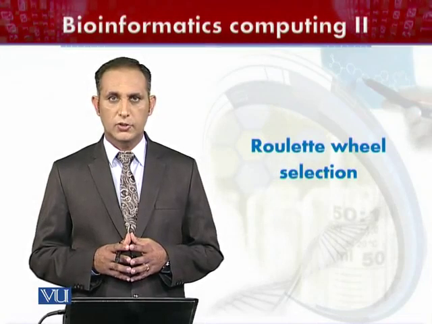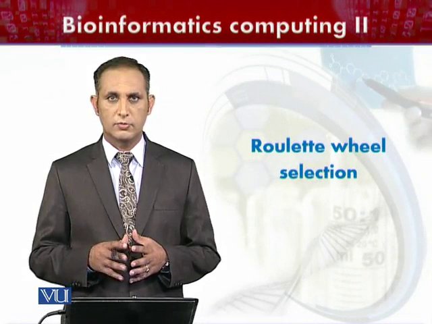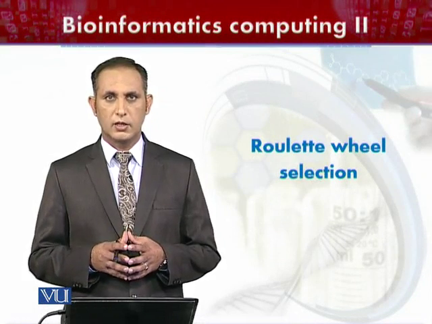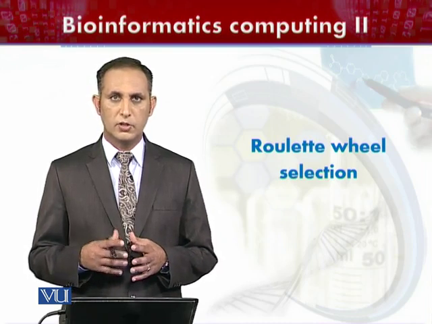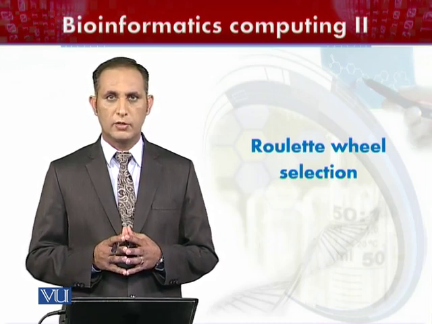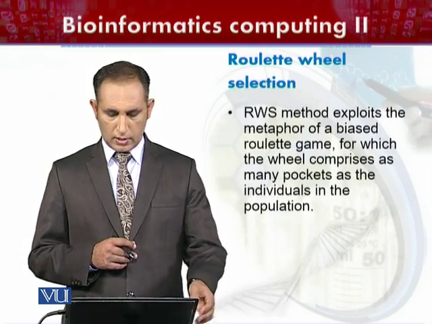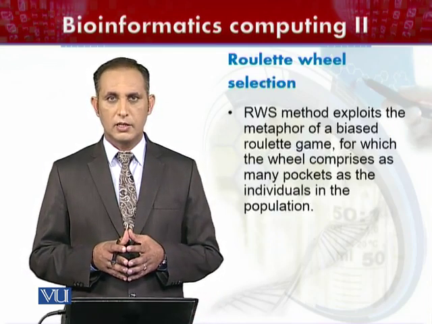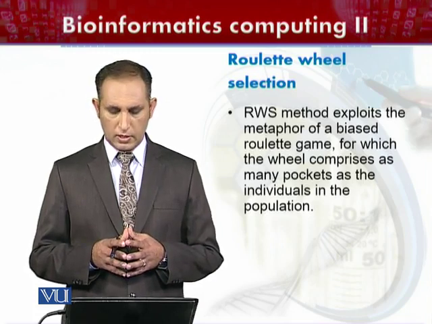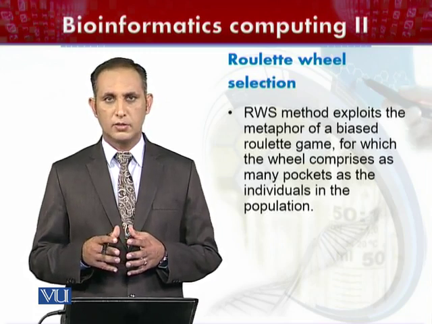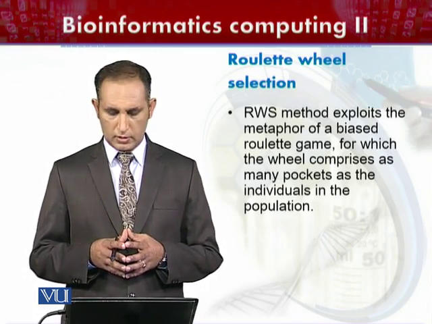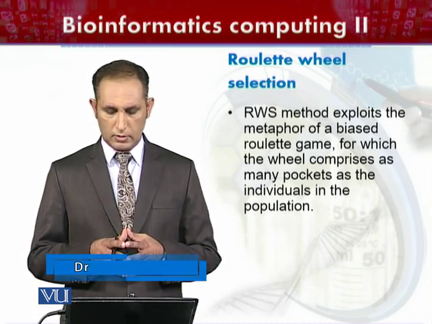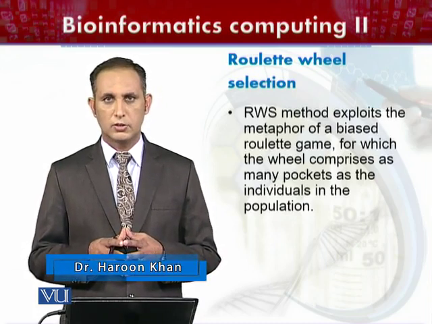Roulette wheel selection. There are different types of selection methods for selecting parents for the genetic algorithm, for any evolutionary algorithm, and this is one of the many types of methods available to select different types of parents. This method basically exploits the metaphor of a biased game, usually played by many different cases, the roulette game, for which the wheel has been spun to select the parents.